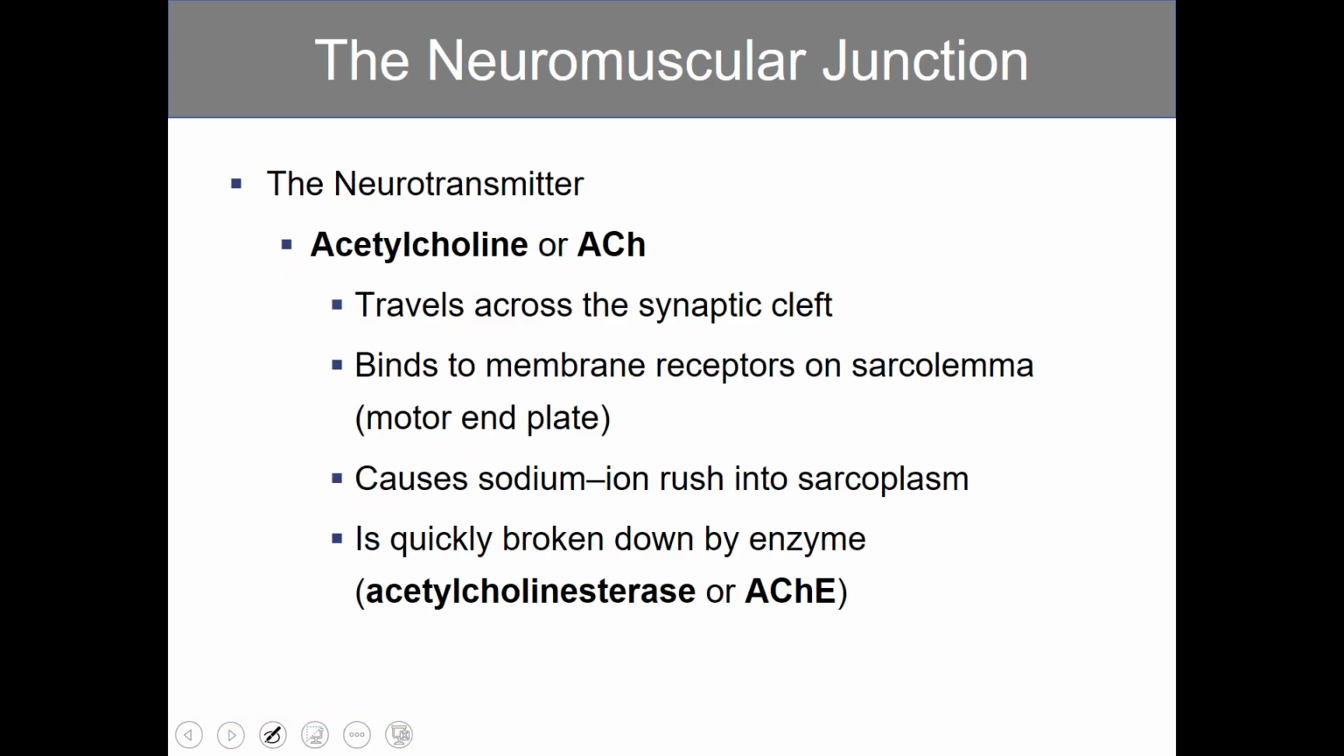So our neurotransmitter is acetylcholine. It travels across the synaptic cleft. It's going to bind its membrane receptor on the sarcolemma. Remember, the motor end plate is the sarcolemma adjacent to the neuron, to the synaptic terminal. It's going to cause sodium ions to rush into the sarcoplasm, and it's then quickly broken down by acetylcholine esterase.